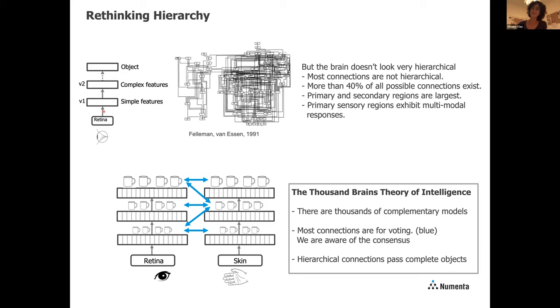So you say most connections are not hierarchical, so it has to be below 50%. But first of all, Subutai is saying all synapses in the cortex, not just the synapses between regions. You're saying all synapses. Look at the full cortical column. Remember, each region here has full sets of cortical columns.